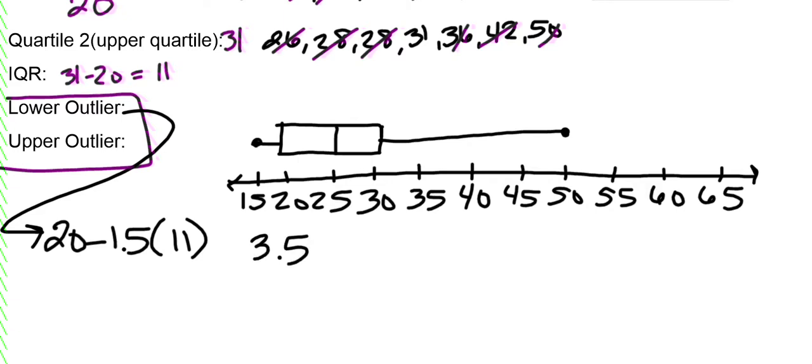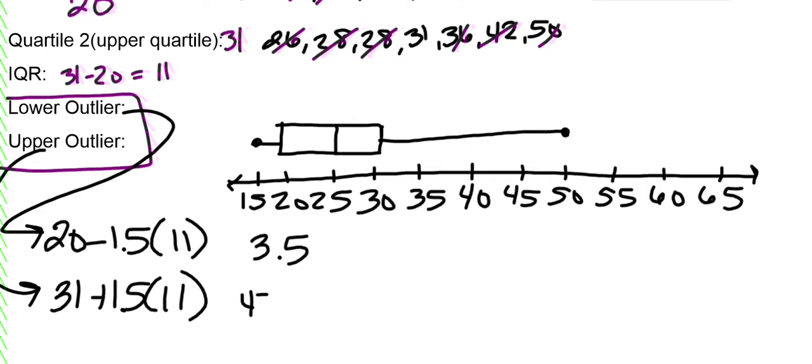And then for my upper outlier, I have my upper quartile, which is 31, plus 1.5 times 11. So 31 plus 1.5 times 11 gives me 47.5. So any number lower than 3.5 or higher than 47.5, that would be my outliers. I hope this helps a little bit for your box and whiskers.